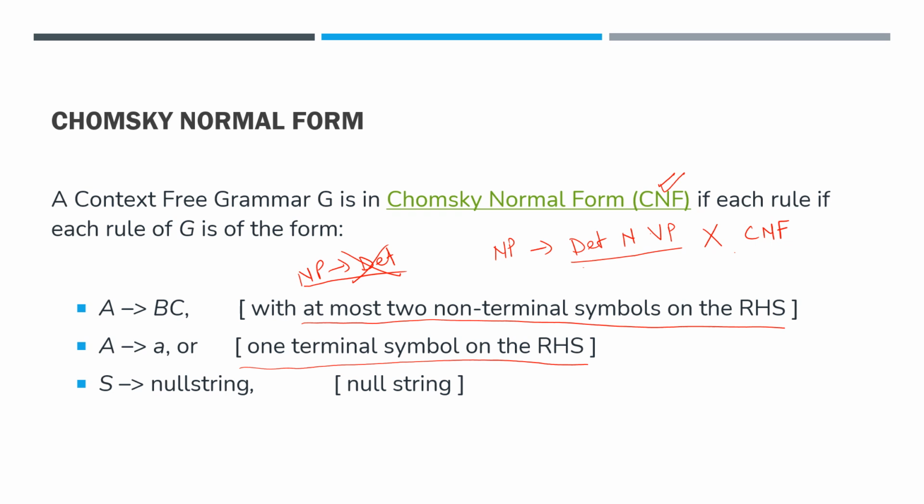Either it is two terminals, or at most there should be two non-terminals in the right hand side, but we cannot even have a non-terminal going to a non-terminal. If there is only one symbol, then it is a non-terminal to the terminal.